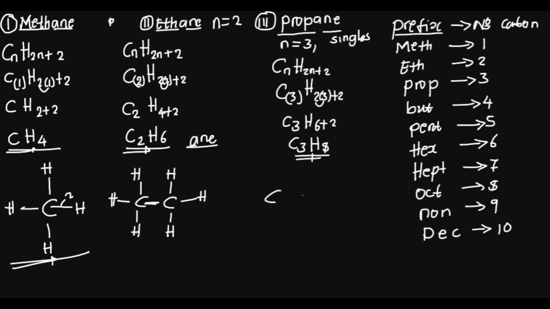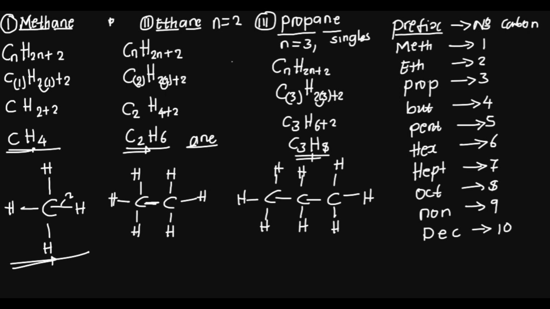Now we need to draw the 3 carbon atoms. So the first one, the second and the third. So we need to put the single bonds here since it's an alkane. Then here we are going to have 3, so we put 2, 3 here. So we can look at the number of hydrogens. So we'll have 1, 2, 3, 4, 5, 6, 7, 8. So we can see that we still have our 8 hydrogens.